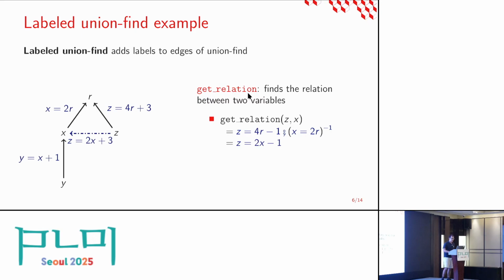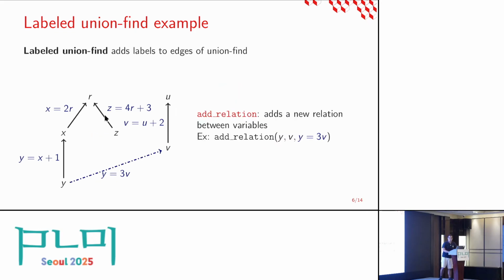Then you want to create a relation between them. And here, to get from Z to X, you go from Z to R, and then the inverse of X to R. And of course, if you have a separate cluster with a different representative U, and you want to find the relation between Z and U, you call find on both of them. You realize they don't have the same representative, and so you know there is no relation.